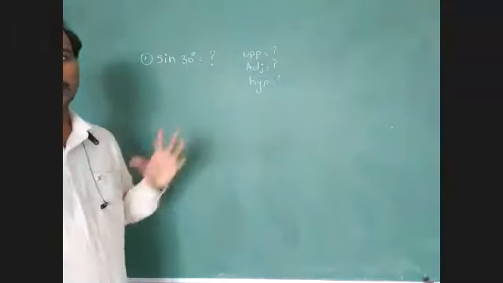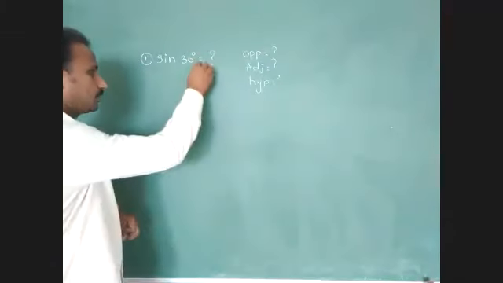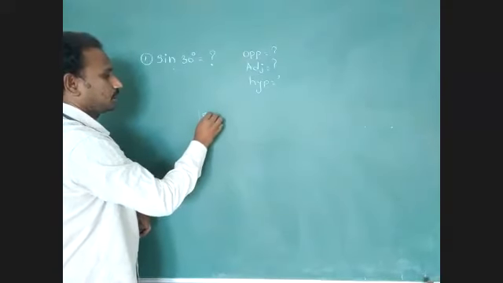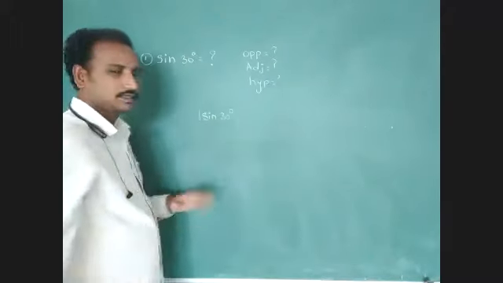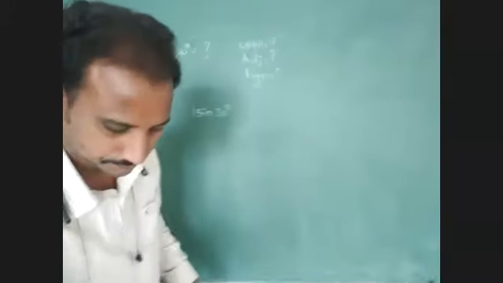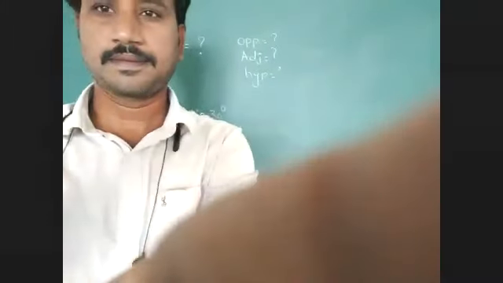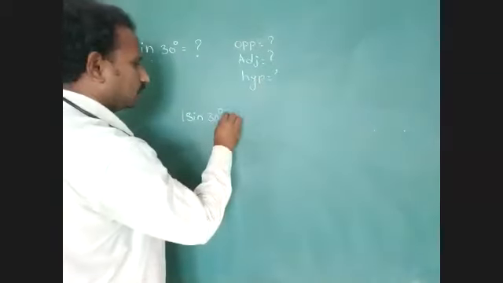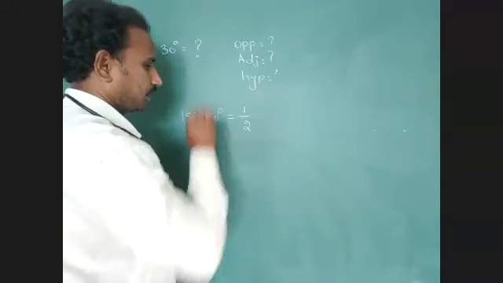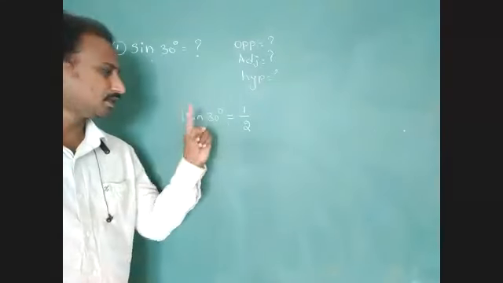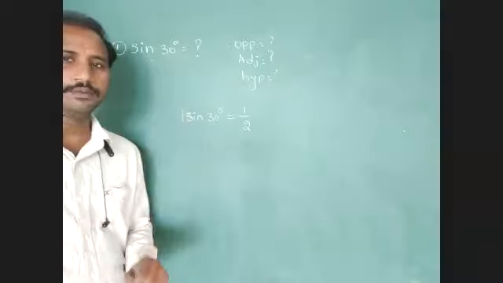First, you have to find out sin 30 degree. First, we write the question: sin 30 degree equal to 1 by 2. What is the use of the sine function? The sine function is used to compare the opposite side and the hypotenuse.